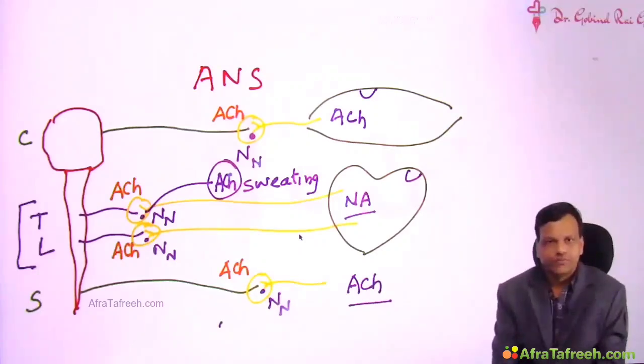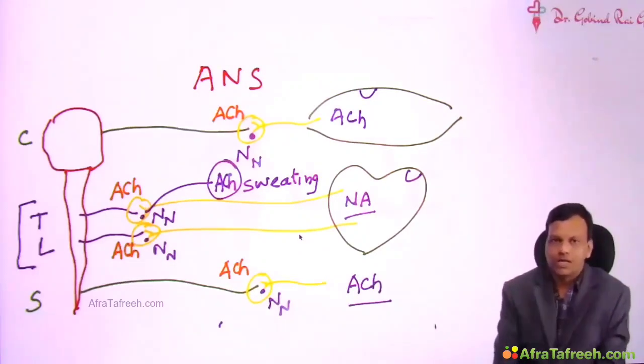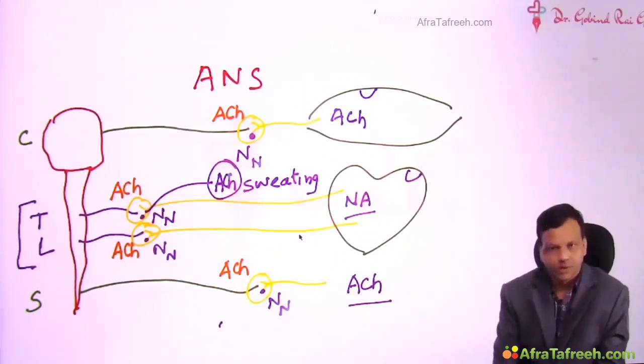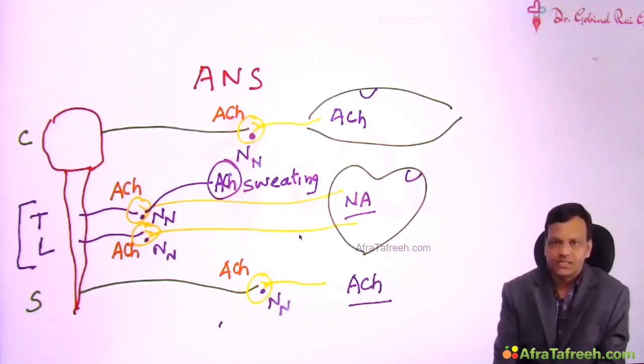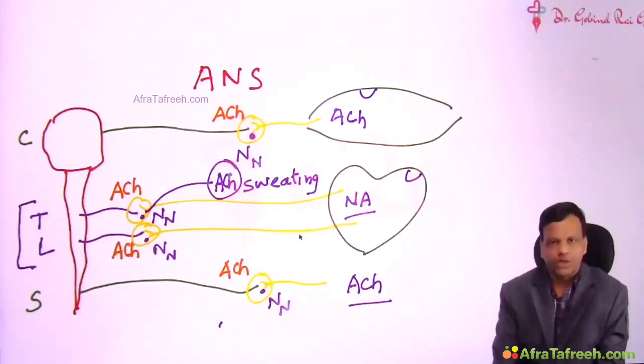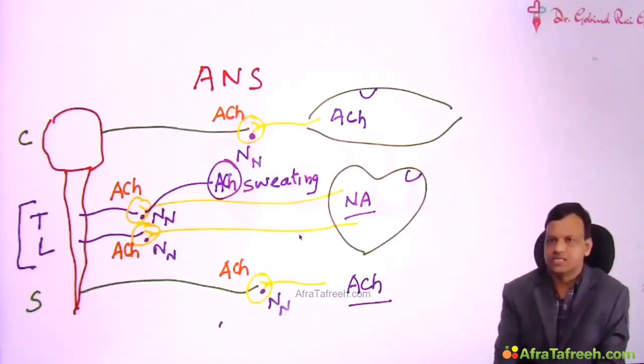Quickly revising. Number 1, thoracolumbar is sympathetic, craniosacral is parasympathetic. Number 2, location of the ganglia. It is near in the sympathetic system, away in the parasympathetic system. So accordingly the size of the fibers. Neurotransmitters. All preganglionic fibers secrete acetylcholine, but postganglionic fibers in case of the parasympathetic system secrete acetylcholine, whereas in the sympathetic system they secrete noradrenaline. Exception, in the sympathetic system to sweat glands, the postganglionic fibers secrete acetylcholine.